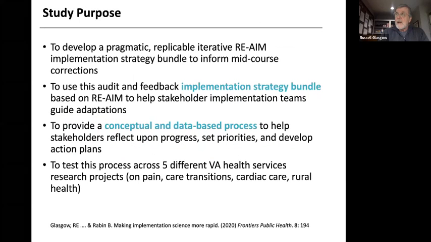Next slide. This particular study was to develop a pragmatic and replicable series of strategies, technically an implementation strategy bundle, to provide both a conceptual approach using RE-AIM and, to the extent possible, a data-based approach based on the emerging data you're getting on different RE-AIM dimensions. As I said, we were fortunate to be able to use and replicate this across 5 different projects: one on pain management, 2 on care transitions, 1 on cardiac care procedures, and a rural health one.